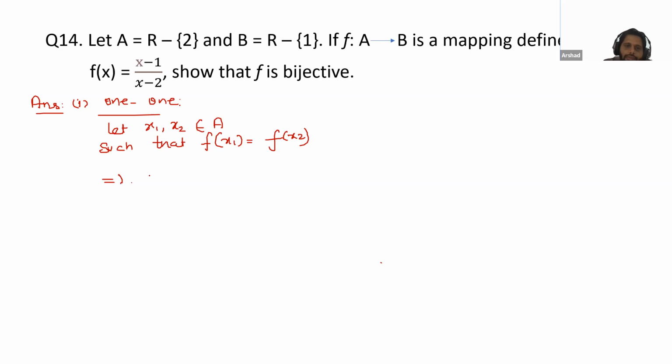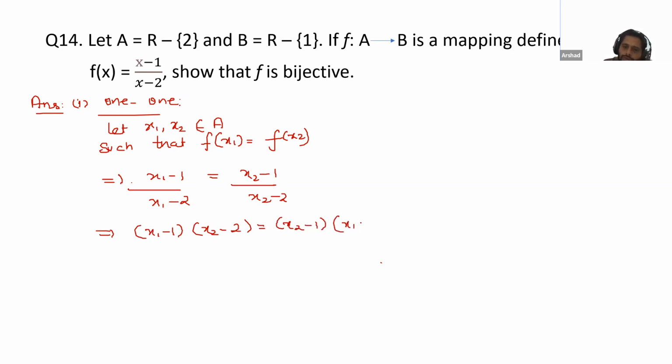So fx1 means (x1 minus 1) by (x1 minus 2). Fx2 means (x2 minus 1) by (x2 minus 2). Now cross multiply this, so you will get (x1 minus 1) into (x2 minus 2) is equal to (x2 minus 1) into (x1 minus 2). We have just started this question. We need to prove that it is bijective. First of all, we will check for one-one. We have assumed two values from the set A and mentioned fx1 is equal to fx2.